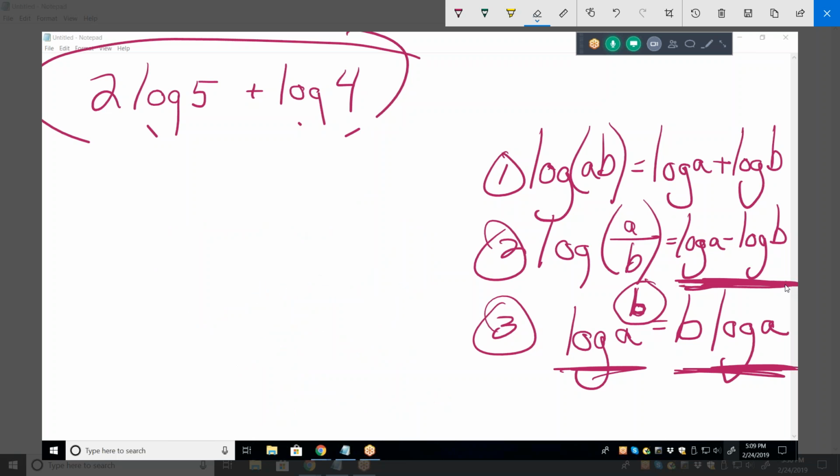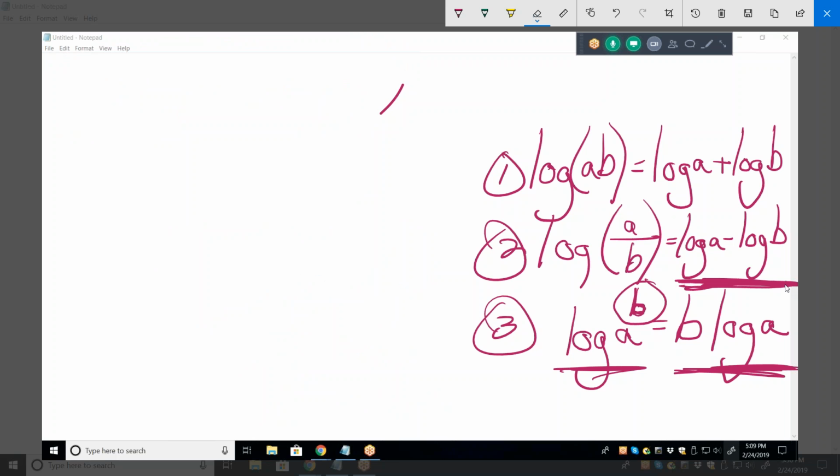These are really important. You're not going to get through a log course without these 3 rules. That's what logs are all about. Do you think we should memorize those 3 rules, or do another log one?